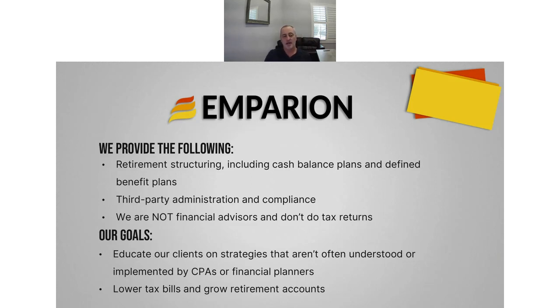In fact, most CPAs, probably 90% of CPAs and financial advisors actually don't understand how these plans work. Our main goal is to lower your tax bill and make sure we grow the retirement. But typically the number one reason people do these plans is for tax purposes. So that's always pretty critical.